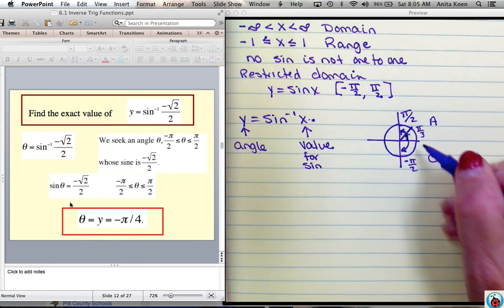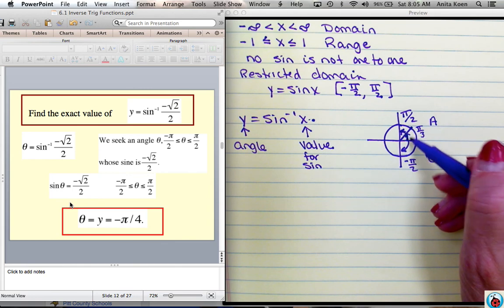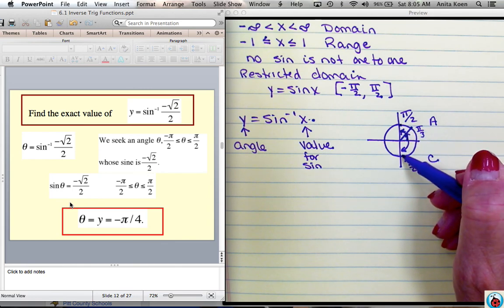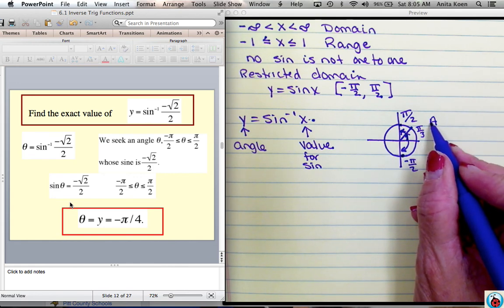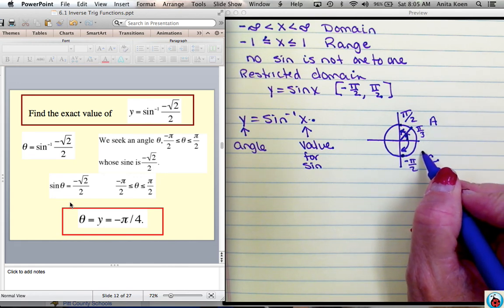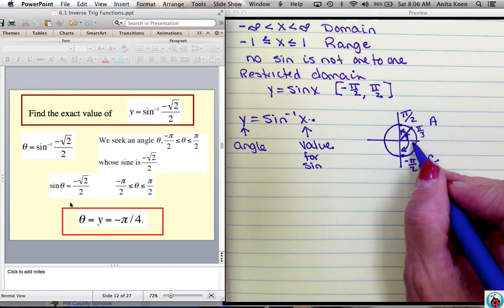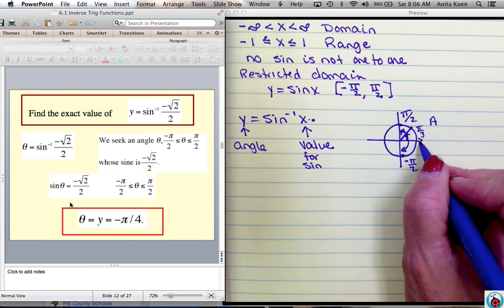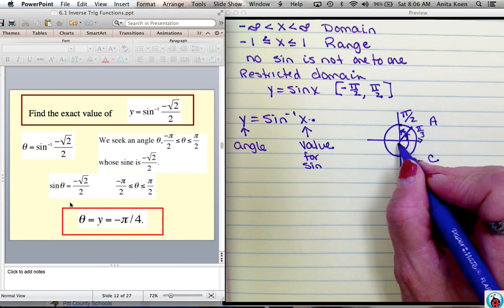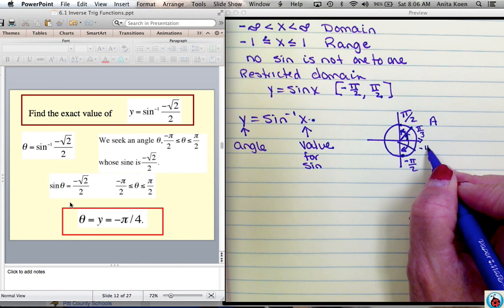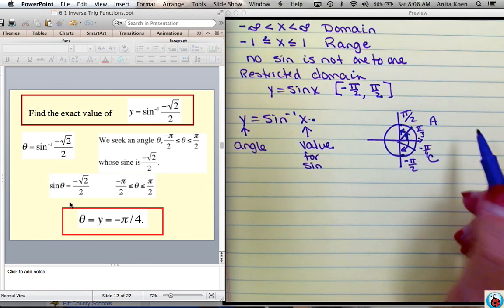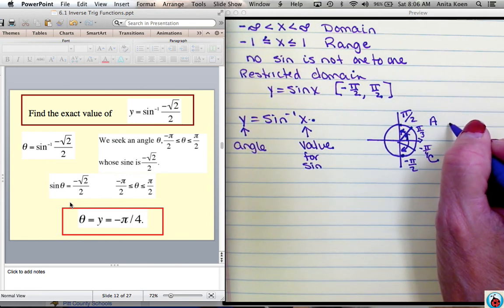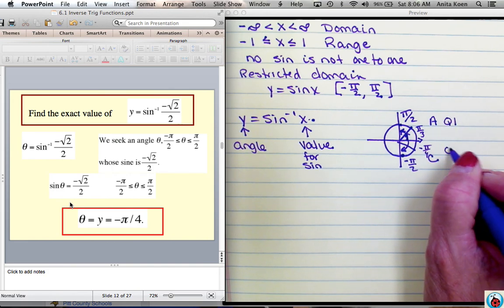Well, again, I know that the only place I can look is between pi halves and negative pi halves. And I'm now looking for a sine that's negative. All trig functions are positive here, so I know I have to look down here in quadrant 4. And since it has to be a negative angle in quadrant 4, then I know that I'm looking for negative pi over 4.